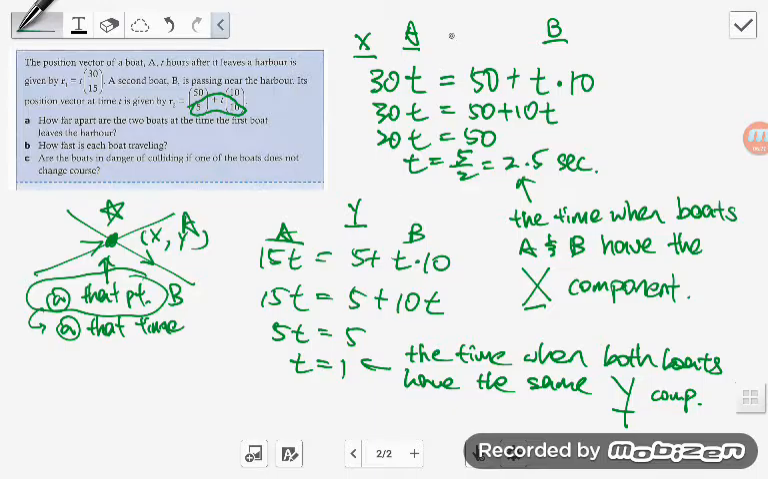So we can see that when time is equal to 1, even though they have the same y component, they don't have the same x component. When time is equal to 2.5 seconds, even though both boats have the same x component, their y components will be different. Therefore, the two boats are safe. They won't hit.